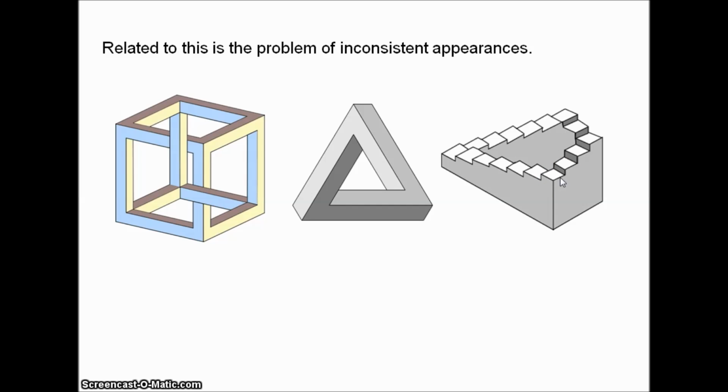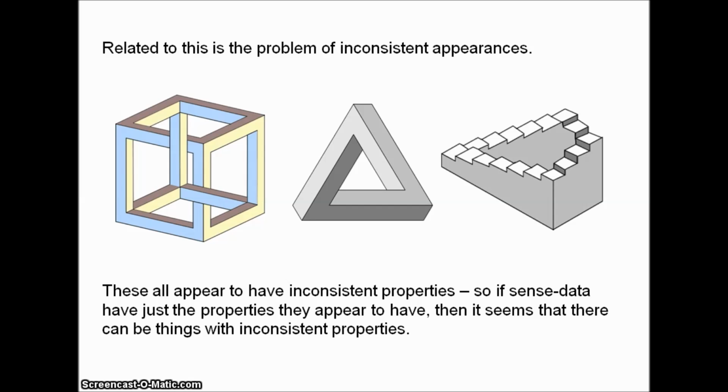Okay, they're not really inconsistent, they're illusions, and it's quite clear how the illusion of inconsistency is generated in each case. We all understand how these things work, but this doesn't matter. The point is that they appear inconsistent. So if sense data have just the properties they appear to have, then the sense data of these objects must have inconsistent properties. So it seems that there can be things with inconsistent properties. Contradictions can exist. That's a fairly difficult conclusion for many people to accept. So, indeterminate appearances, inconsistent appearances, those are a problem for any sense data theory.